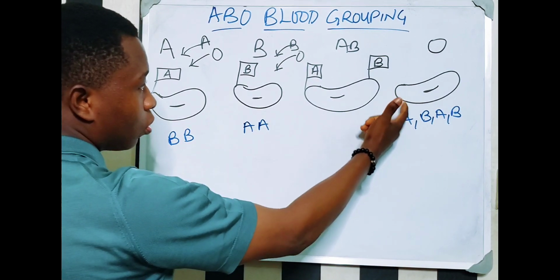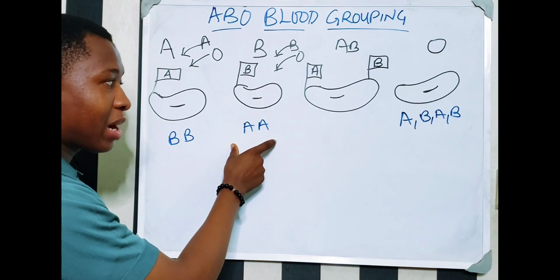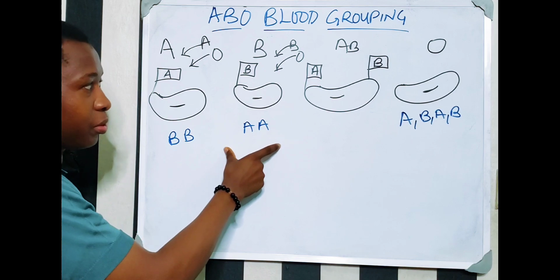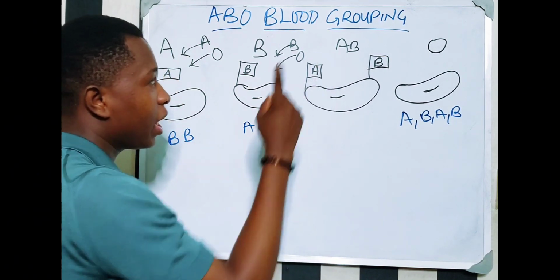The same thing, O does not have antigen, so there will be nothing to react with. Okay, there will be nothing to react with here. Now moving over to this other blood group, AB.